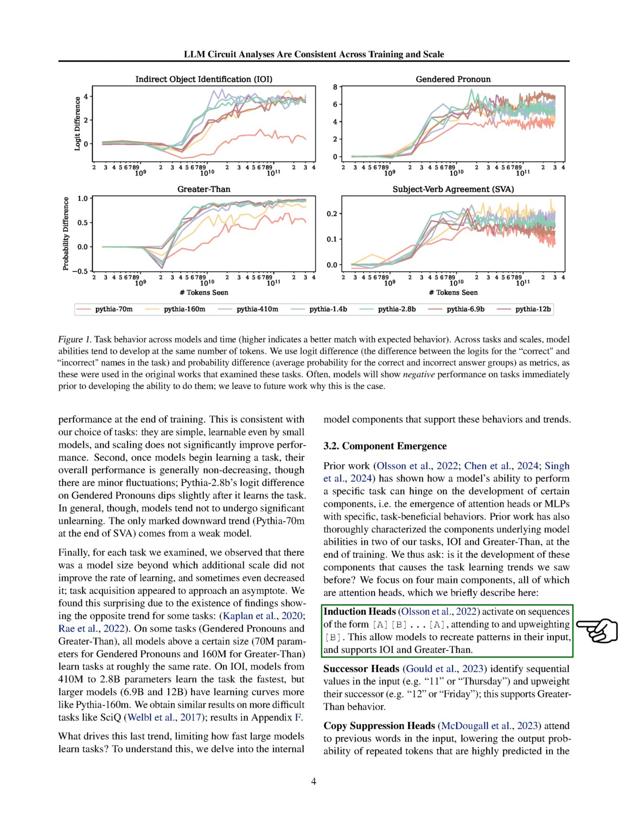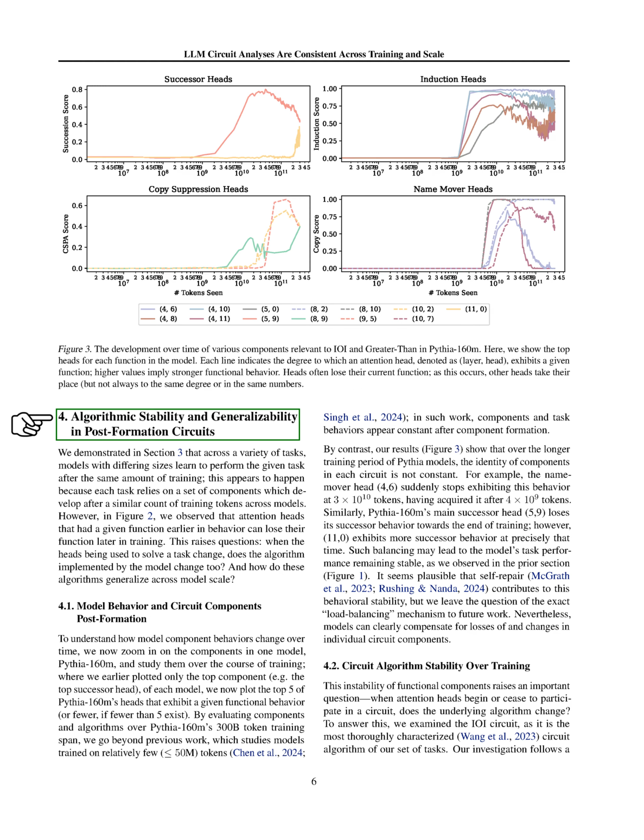We then investigate the emergence of specific components within the models that are crucial for task performance. These components include induction heads, successor heads, copy suppression heads, and name mover heads, which play key roles in tasks like IOI and greater than. By analyzing the behavior of these components over time, we can understand how they contribute to the model's task learning trends.